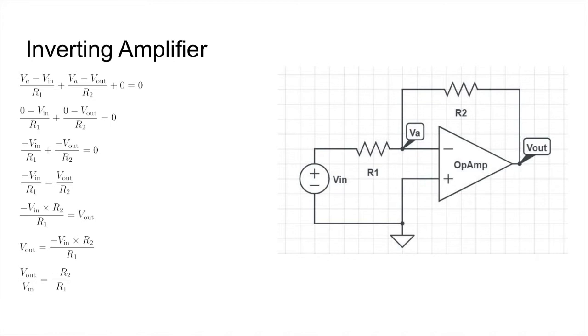Now, notice how it's completely dependent on just R2 and R1, which means if we make R2 larger than R1, we would have a gain, a very big gain, and we have free range of these two variables, so we could make any gain we want now. V out over V in is also sometimes called the transfer function.